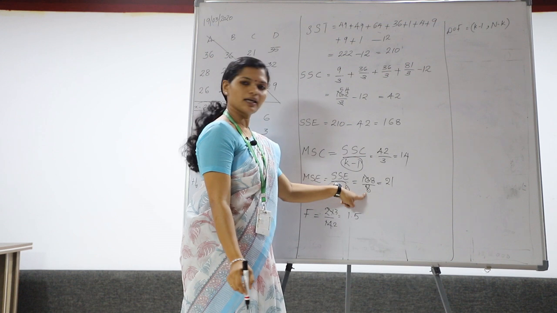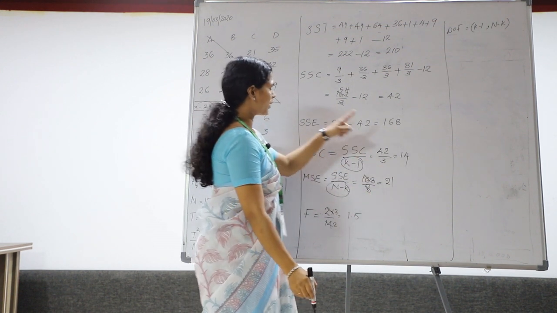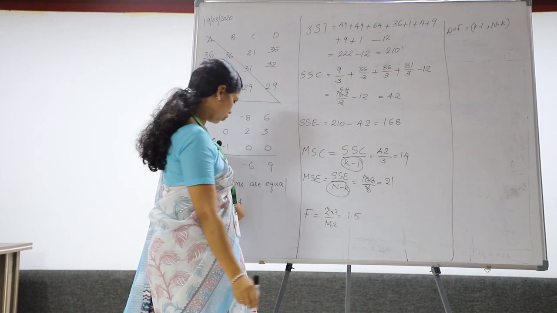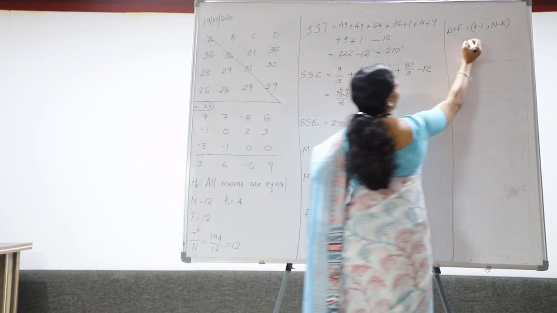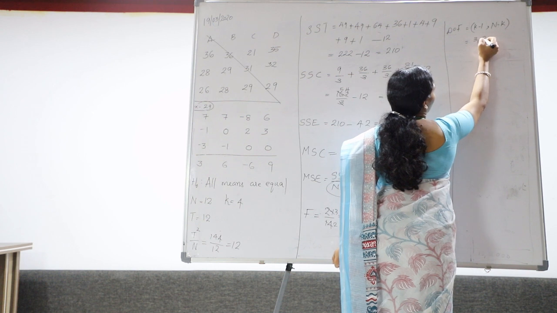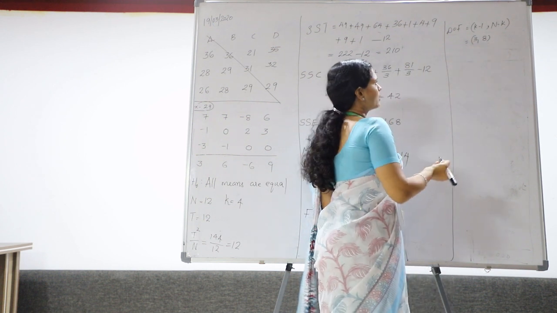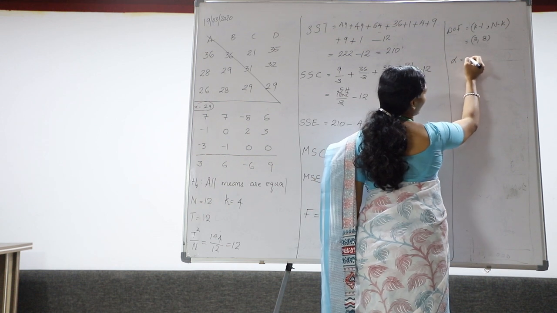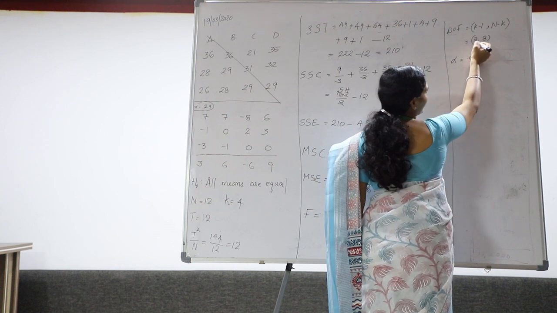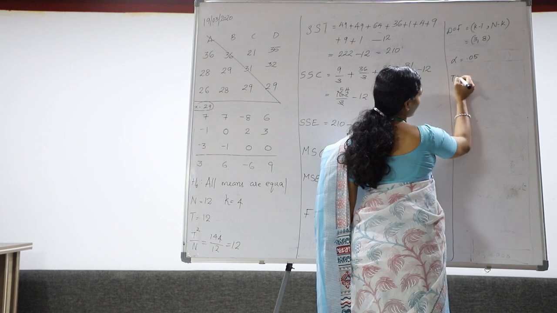3 and 8. Or else you can check k minus 1, 4 minus 1, 3, then n minus k, 12 minus 4, 8. So anyway you can write 3, 8. Now you have to find the value from the statistical table corresponding to alpha 0.05 and degrees of freedom 3, 8. You can write the table value.